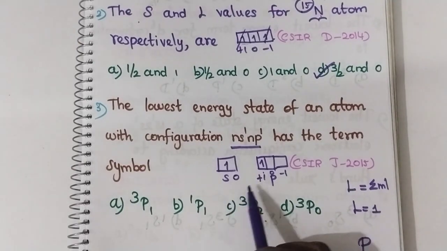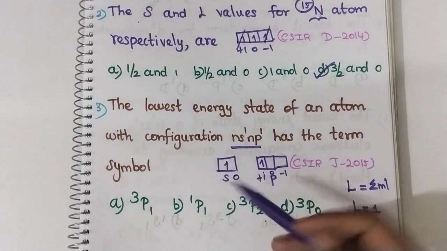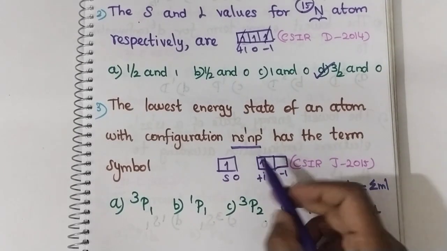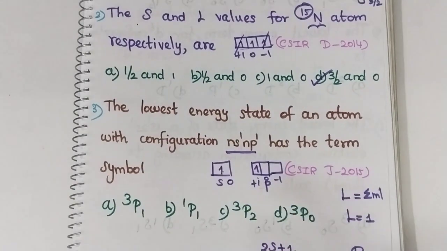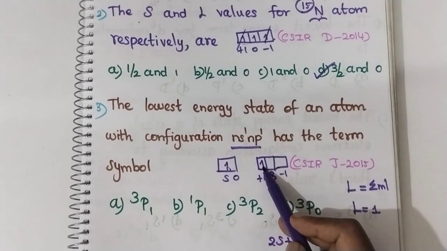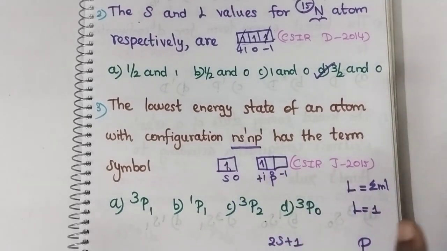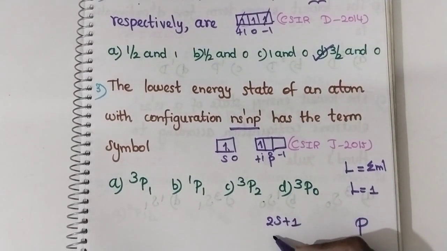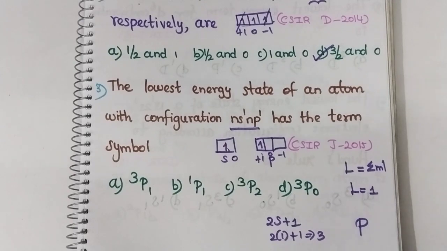Okay. So next, 2S plus 1. How will you calculate 2S plus 1? You are having 2 electrons. For this electron it is half, another electron half, so half plus half is 1, right? S value is 1. So 2 into 1 plus 1, you will get 3, right? So 3P is the answer. You can eliminate this option, right?